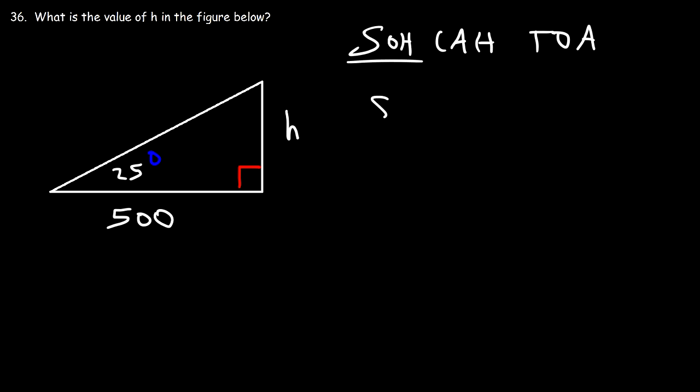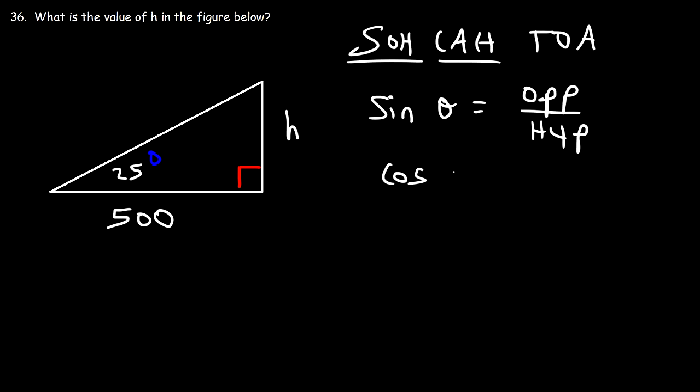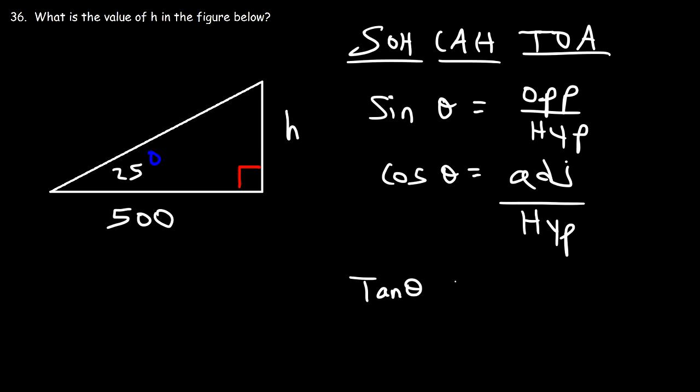SOH tells us that the sine of the angle is equal to the opposite side divided by the hypotenuse. CAH tells us that cosine of the angle is the adjacent side over the hypotenuse. And TOA, tangent, tells us that tangent theta is going to be the opposite side over the adjacent side.